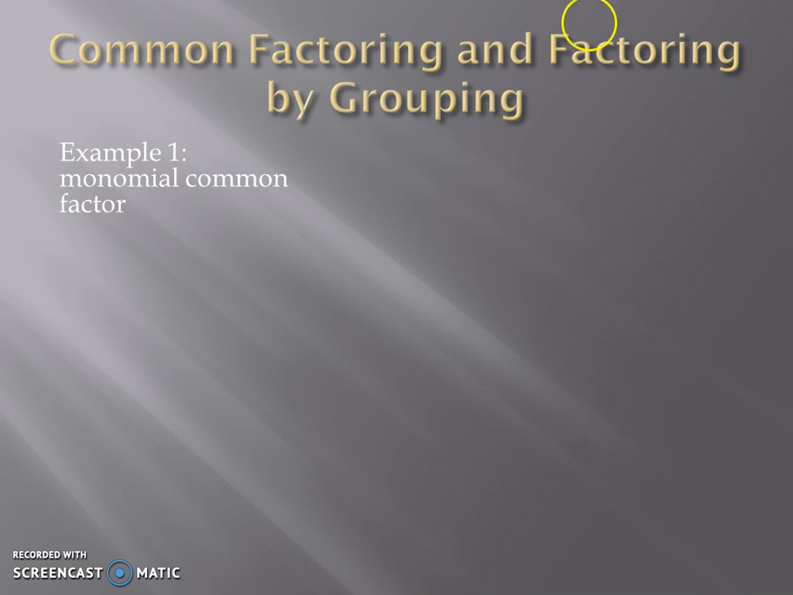So let's go to example 1. The example we're doing is monomial common factors. So let's take 3x plus 18. Now let's do what we did in the last image and make this as low as we can get it. To do that, we have to find the highest number that divides both of these. We would put 3 here because that is what we're dividing all of these by.